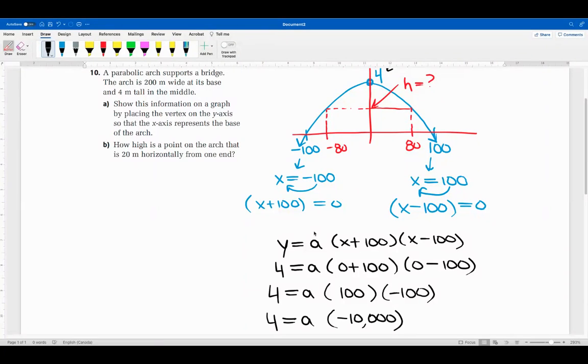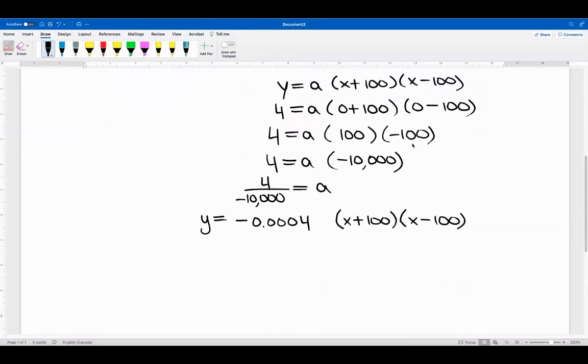Okay. And now we want to figure out what that height is when x is equal to either 80 or negative 80. It doesn't really make a difference because we're going to get the same height. So why don't we just pick 80 to make it easy? Let's see what the height is going to be.